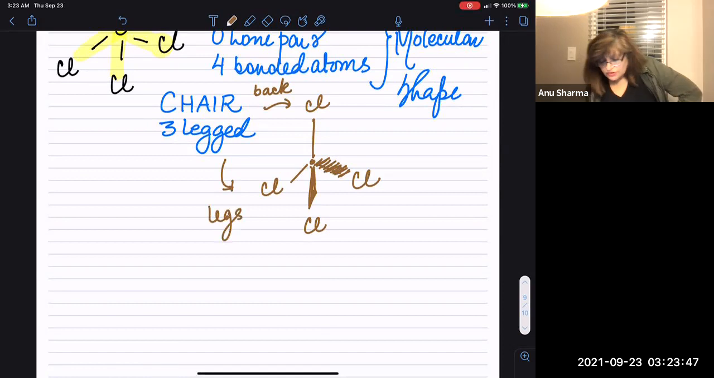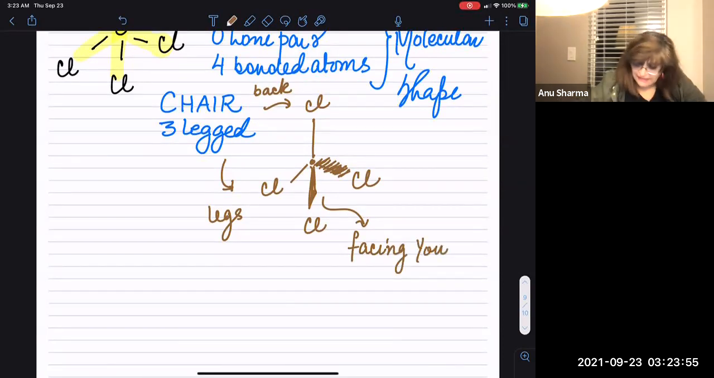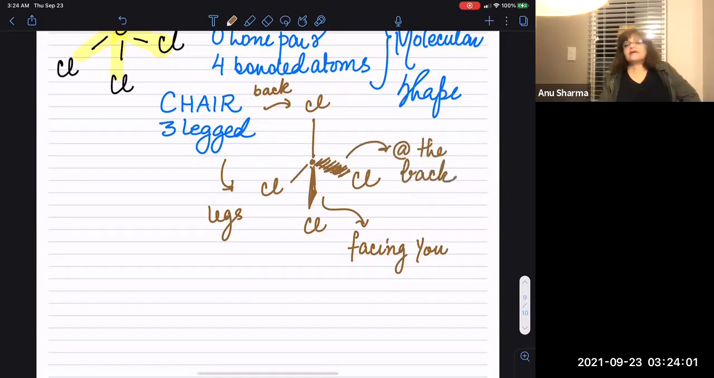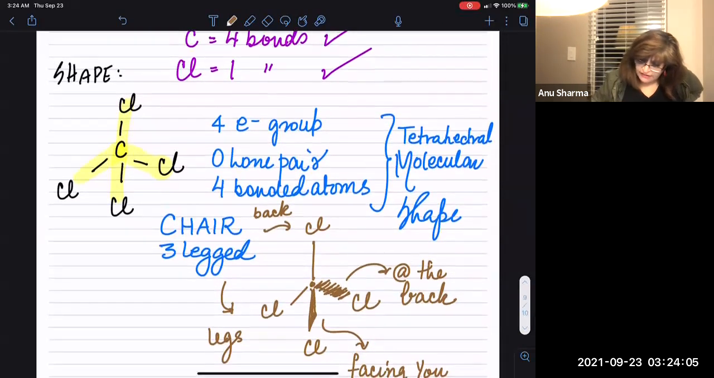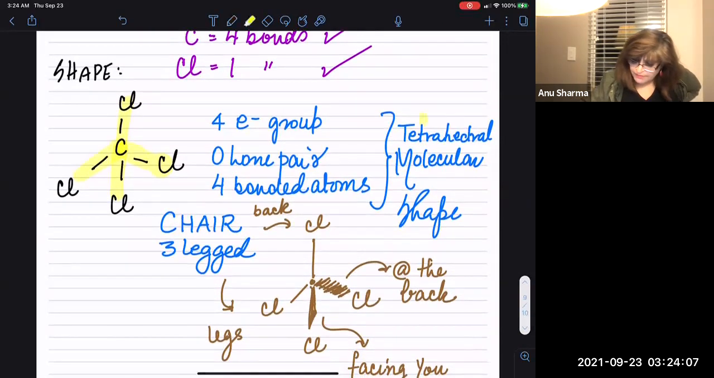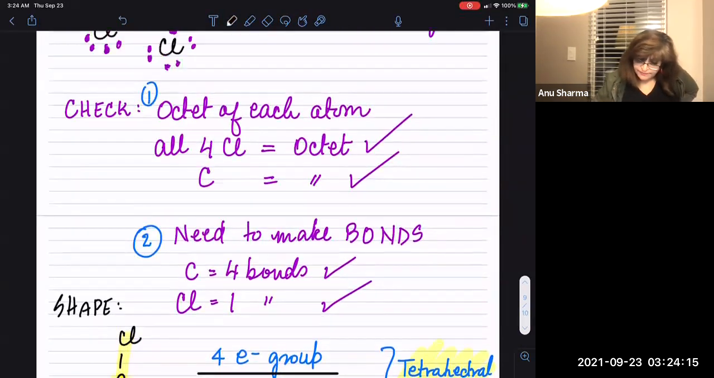Okay. So this is facing you from the front. This is at the back of the chair. All right. So that is the shape called a tetrahedral shape. All right. Now comes the polarity.